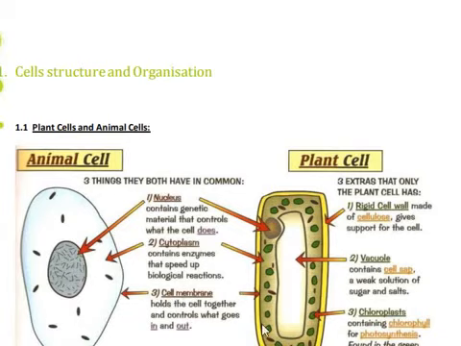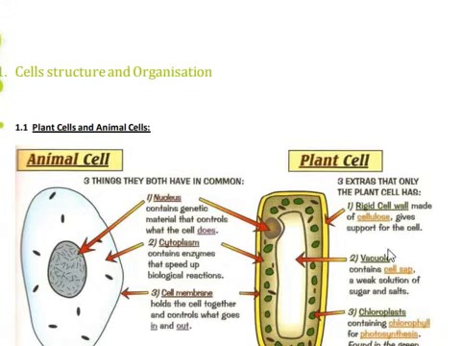Now, we have some other structures on the plant cell which are not found in animal cells, such as the cell wall, the rigid cell wall. It is made up of tough fibers called cellulose. So it is made up of cellulose. What is the function of the cell wall? It gives support to the cell. One, it gives support to the cell.